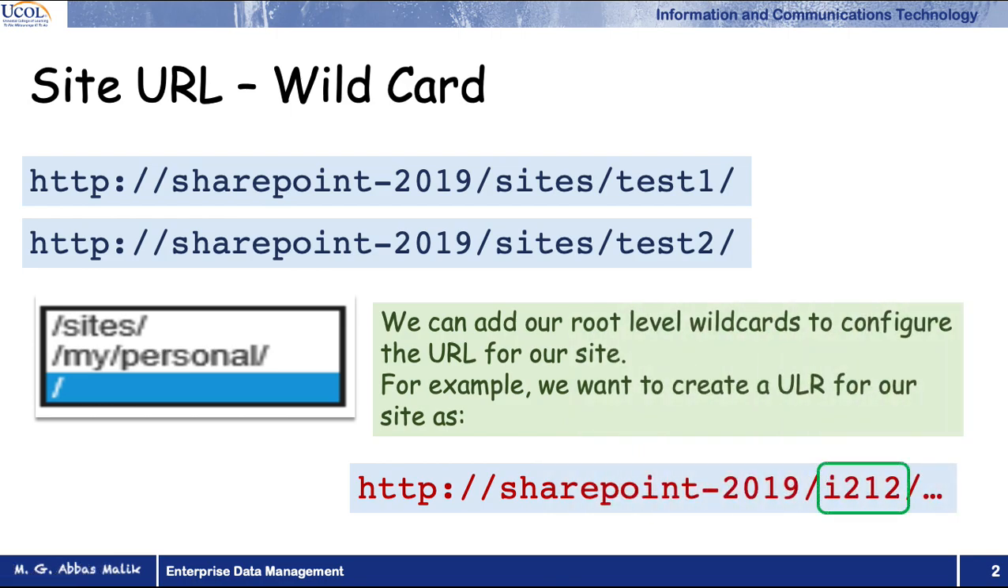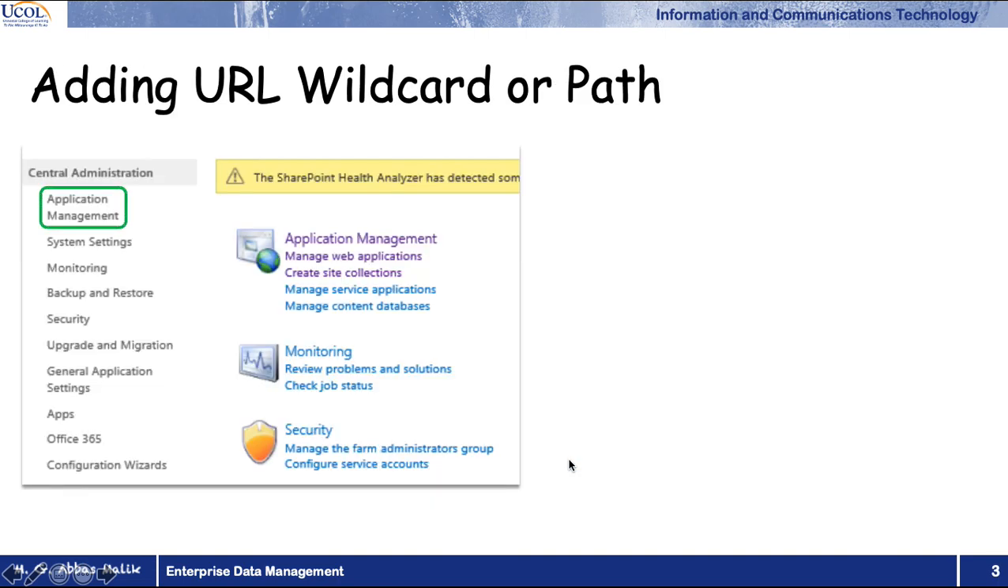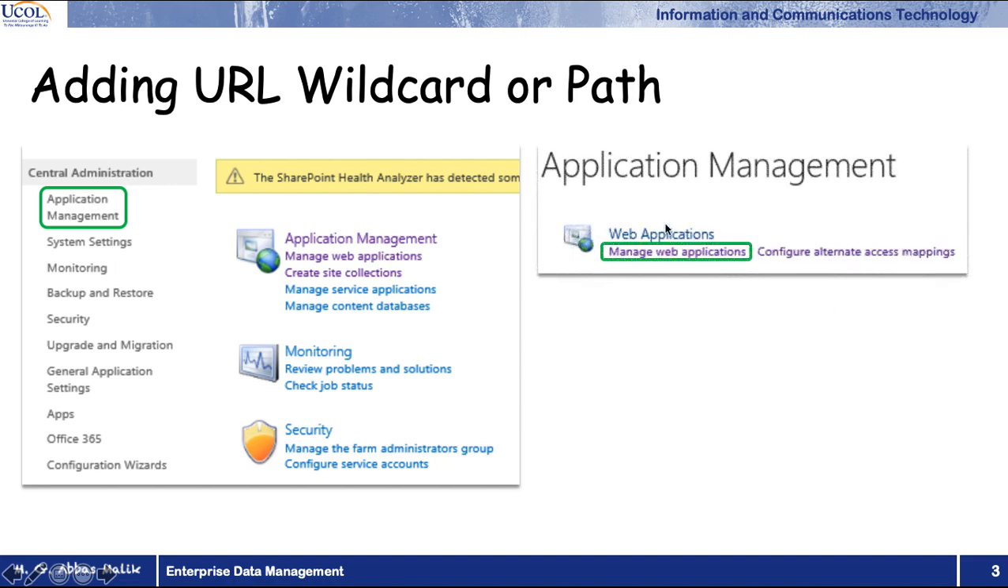We can add root level wildcards to configure the URL for our sites. For example, we want to create a URL like this. How can we do that? We need to go into the central administration. I will show you in the practical demonstration in the other video. Go to the central administration of SharePoint, click on application management, and it will open another tab on the right side. Then here you say manage web application.